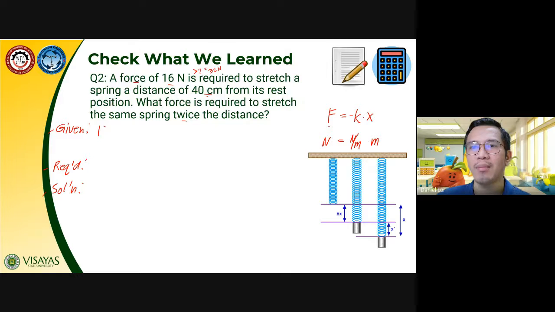So what are our given? We have F sub 1, the first force, which is 60 Newton, being displaced for a distance of 40 centimeters. So that is our X sub 1, 40 centimeters. And what is being asked? What force? Meaning, the second force, F sub 2, when our X is twice the distance. So I forgot to write in the given X sub 2. You can use X prime or X bar, but for my solution right now, I will be using X sub 2.